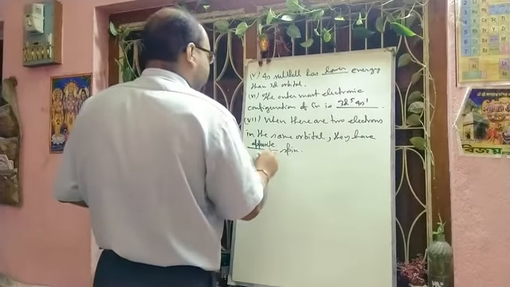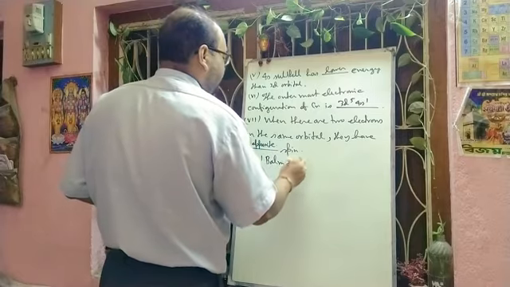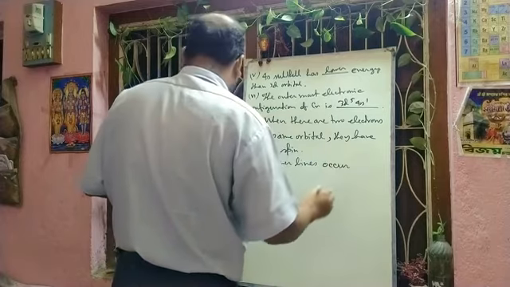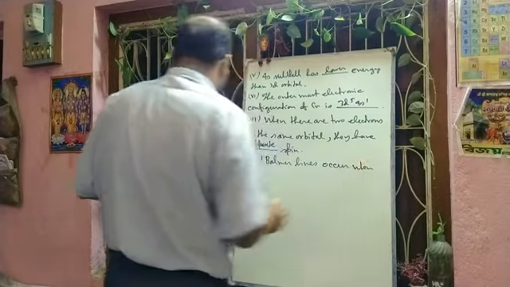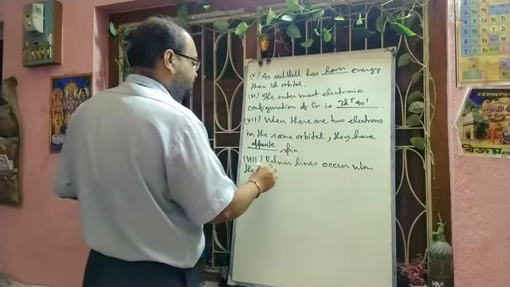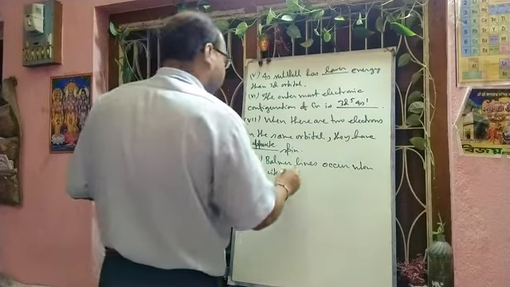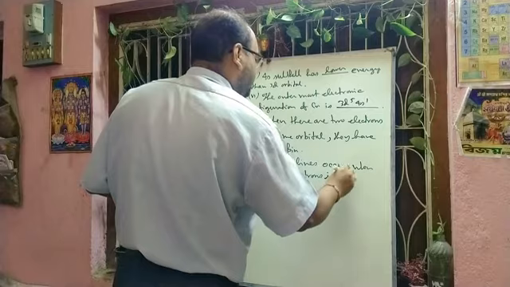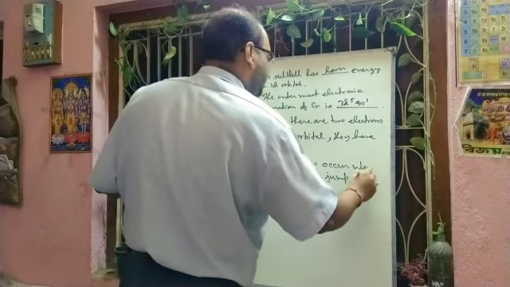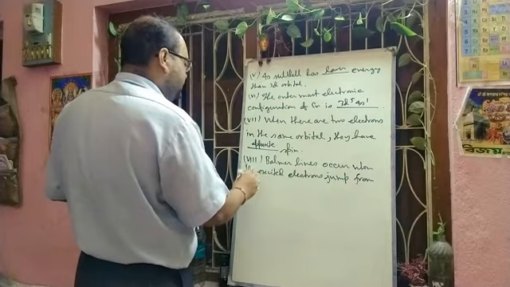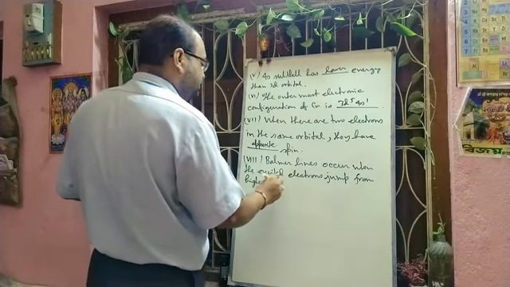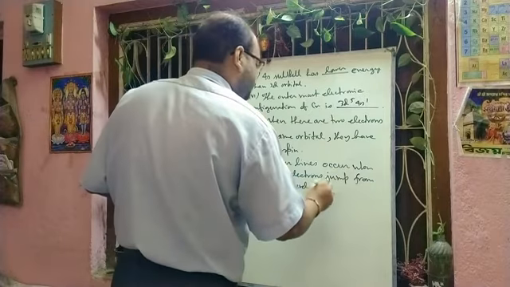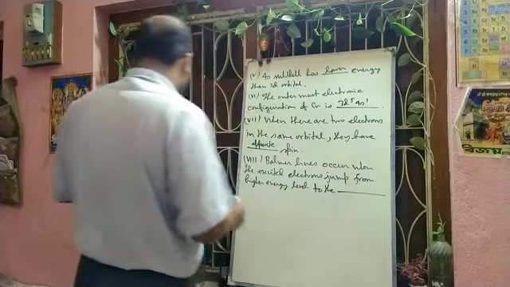Next question, Balmer lines occur when the excited electrons jump from higher energy level to the dash level.